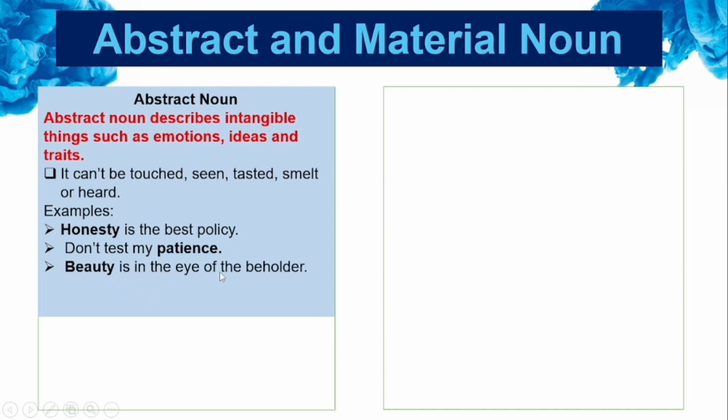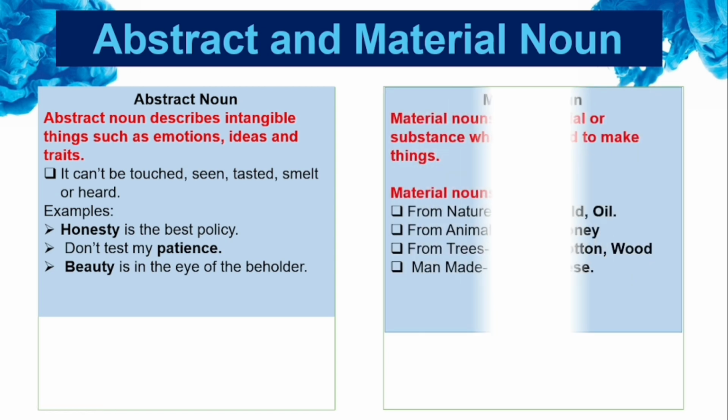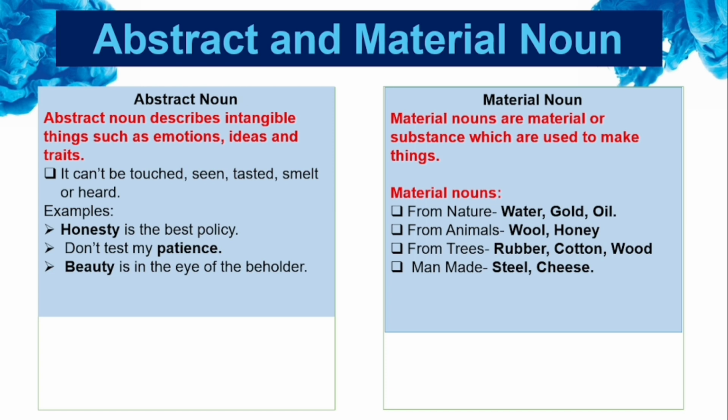The next is a very beautiful quote. Beauty is in the eye of the beholder. Now, what is beauty? Abstract noun. Why? Because it can't be touched, right? It can be only felt. Now we will see the material noun. So, material noun is completely opposite to abstract noun. Why? Because it can be seen, it can be touched, it can be felt, it can be smelled.